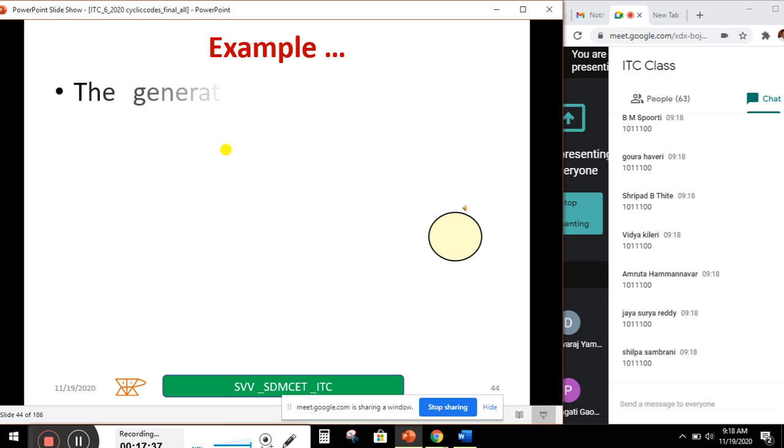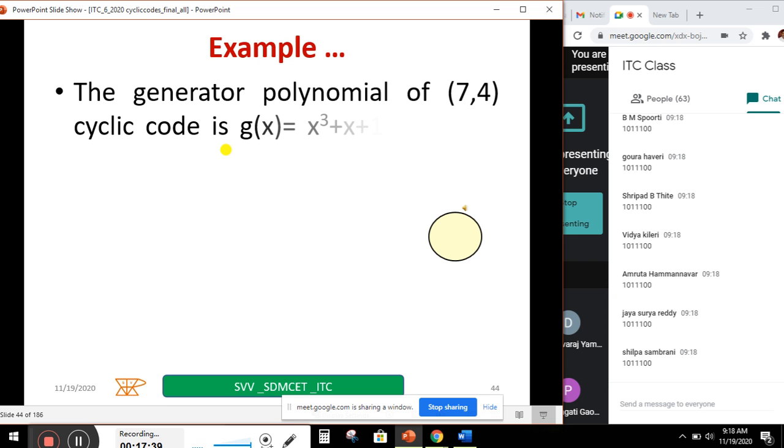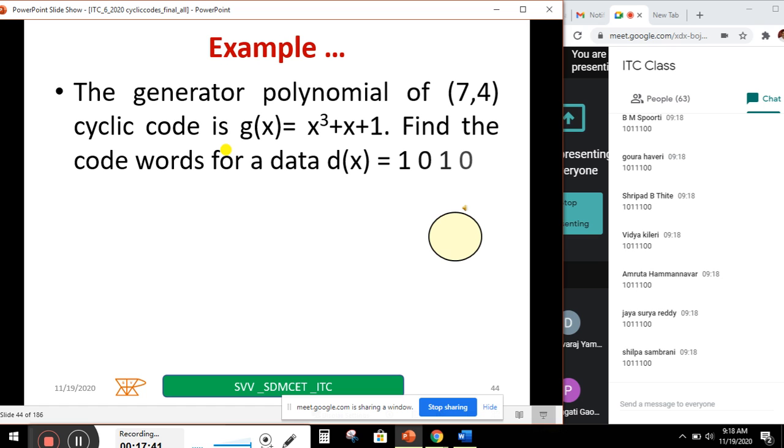Take an example. The generator polynomial, let us take the same, x cube plus x plus 1. D of x you take 1010. Find the q of x, r of x. Find the code word using r of x and write the code word using q of x. Same procedure. You can do it for all 16 combinations, but if you do it for 3, I hope you can do the remaining, because the procedure will remain the same.